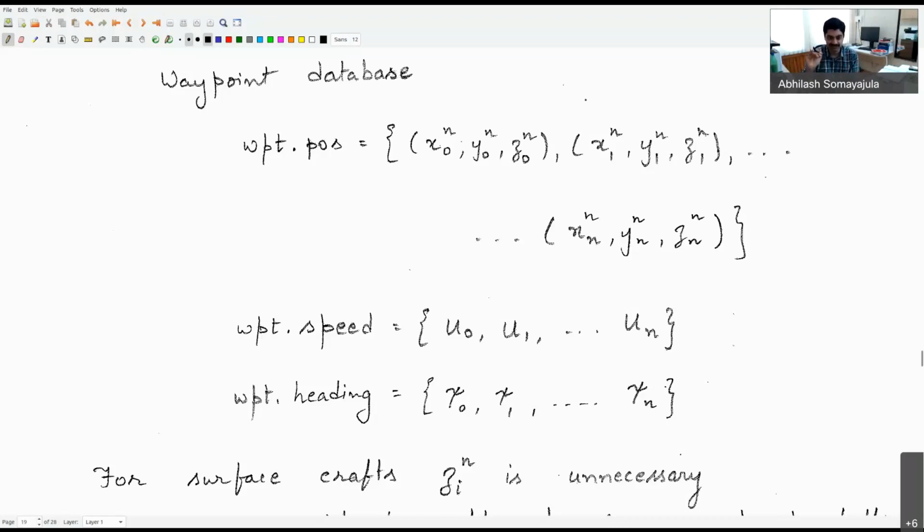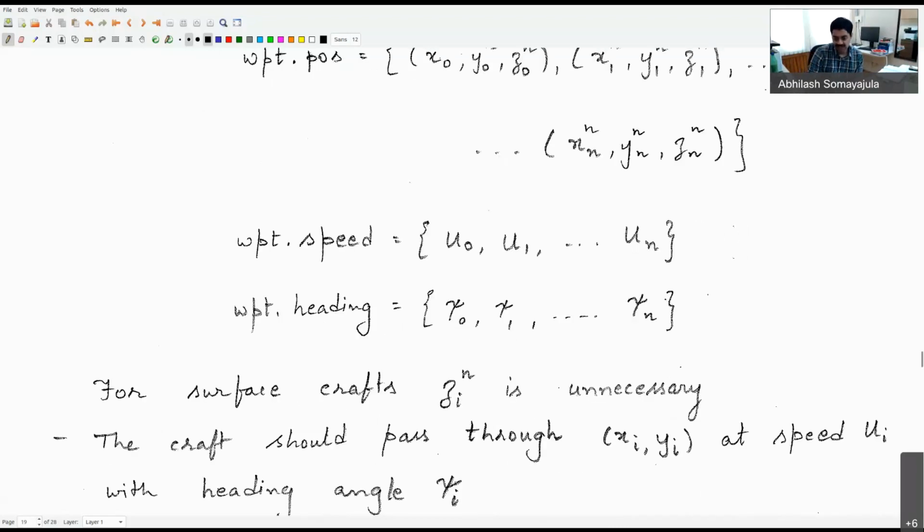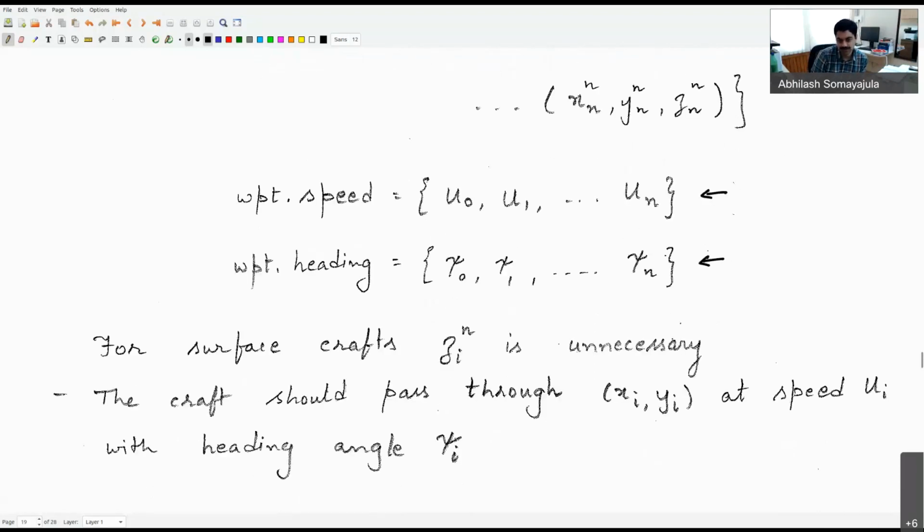because you may be starting off at the surface and going subsea and ending your journey somewhere inside the water. Again, you will have speed information provided to you, and generally you'll also see heading information provided. What that means is that the craft should pass through xi, yi at a speed of ui with a heading angle of psi i. So that is what it means. Whenever I'm building up this waypoint database, it's not just telling me that I need to pass through that point xi, yi, but it's also telling me at what speed I should be crossing through it and what heading angle I should be trying to maintain.